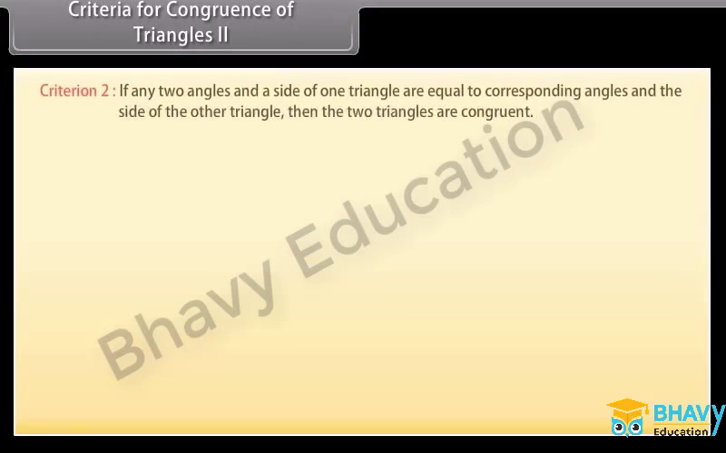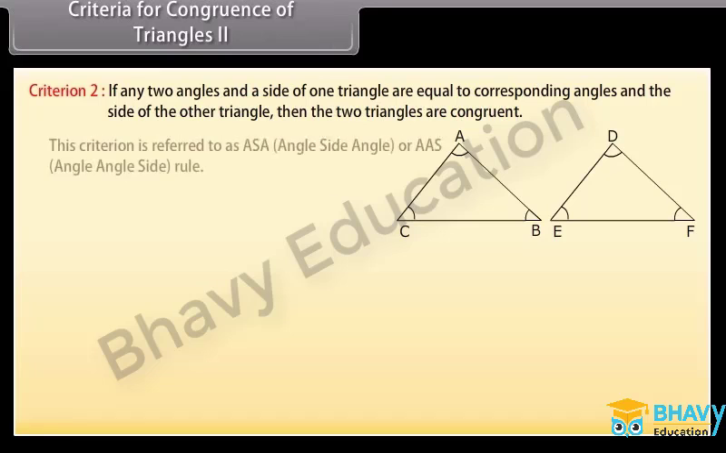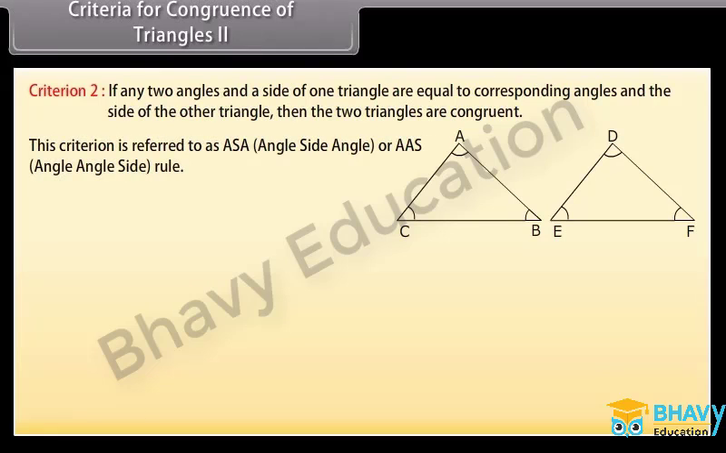Criteria for congruence of triangles 2. The next criteria for the congruence of the triangles is that if any two angles and the side of one triangle are equal to corresponding angles and the side of the other triangle, then the two triangles are congruent. This criterion is referred to as ASA, angle side angle, or AAS, angle angle side rule. Let's solve an example now.